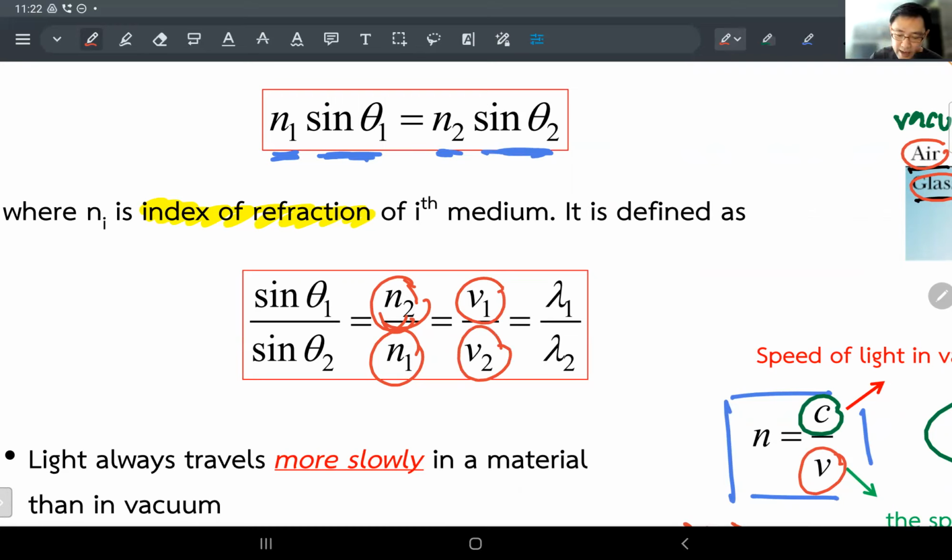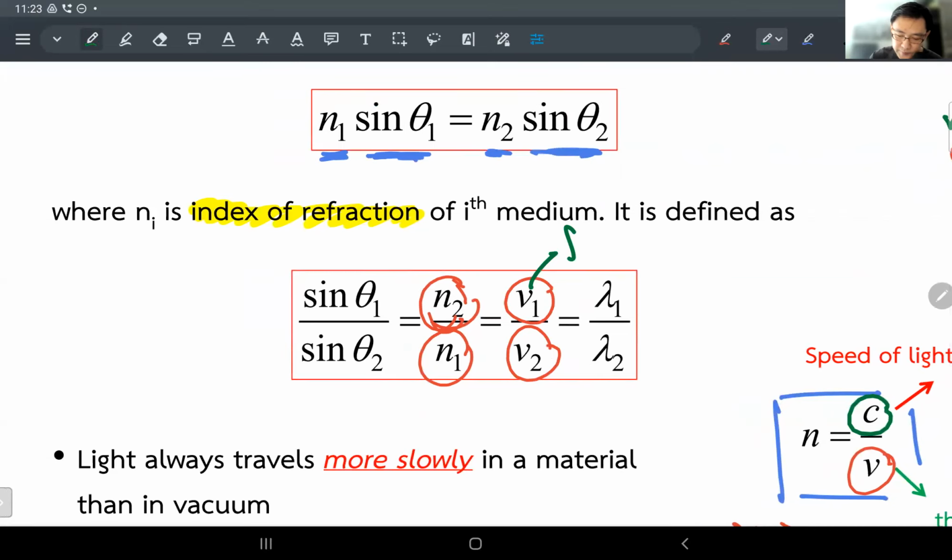Now you say, hey Ajahn, let's go back to our roots here. v equals f lambda. So I should be able to write this one as lambda 1 over lambda 2 as well, correct? And I can write it like this. Does that make sense? Now here comes the question. Why did I leave that f1 over f2 alone, not including it in this box right here? What do you think?